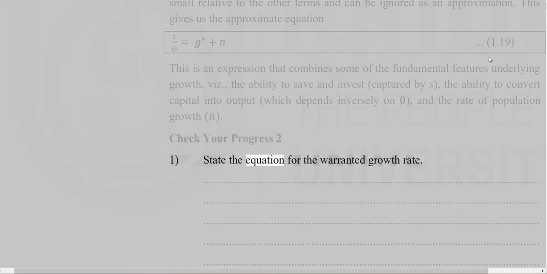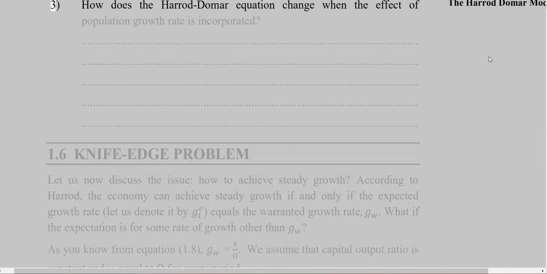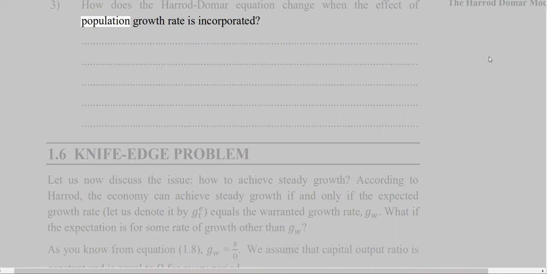Check your progress too. 1. State the equation for the warranted growth rate. 2. Under what conditions can an economy grow steadily, without any disturbances? 3. How does the Harrod-Domar equation change when the effect of population growth rate is incorporated?